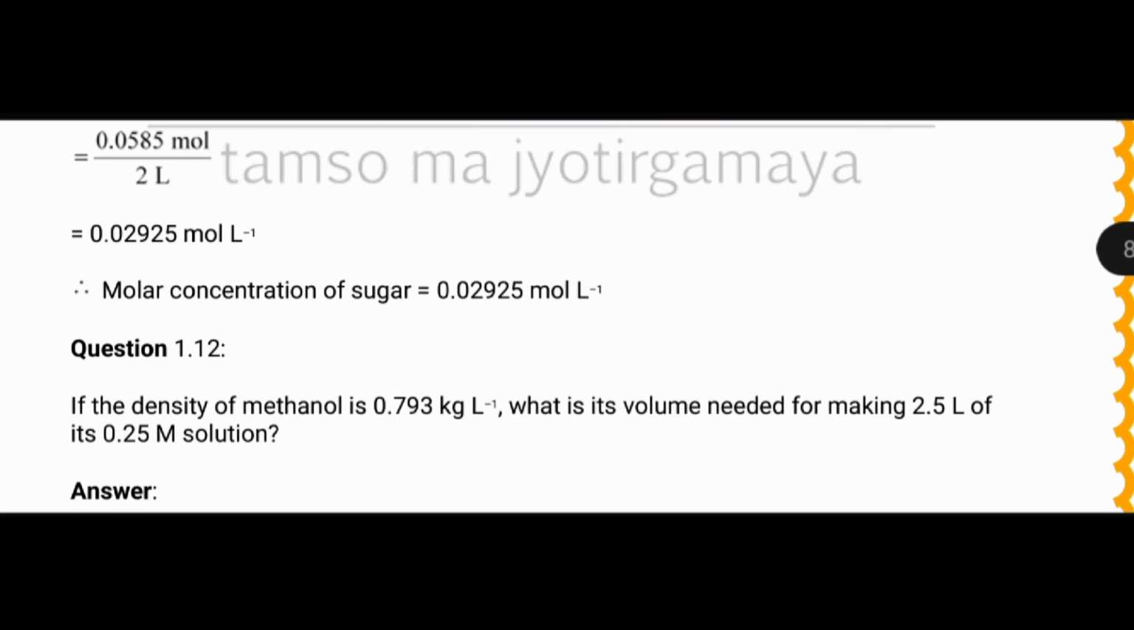If the density of methanol is 0.793 kg per liter, what is the volume needed? How much volume do I need so that 2.5 liters of 0.25 M solution can be prepared? Now you have volume 2.5 liters, molarity 0.25 moles, and the density is 0.793 kg per liter, and you have to calculate the volume needed for making 2.5 liters.